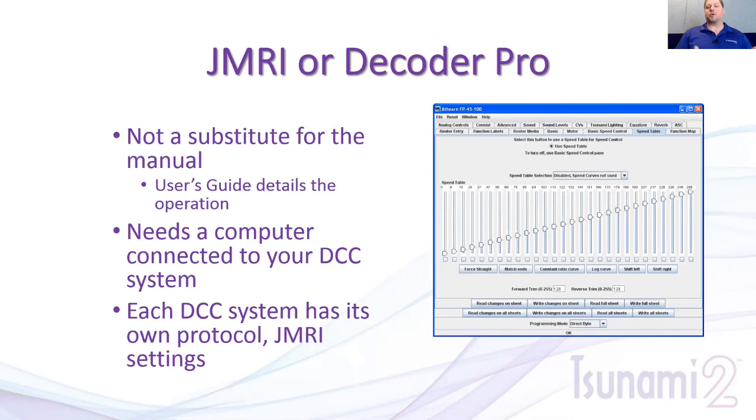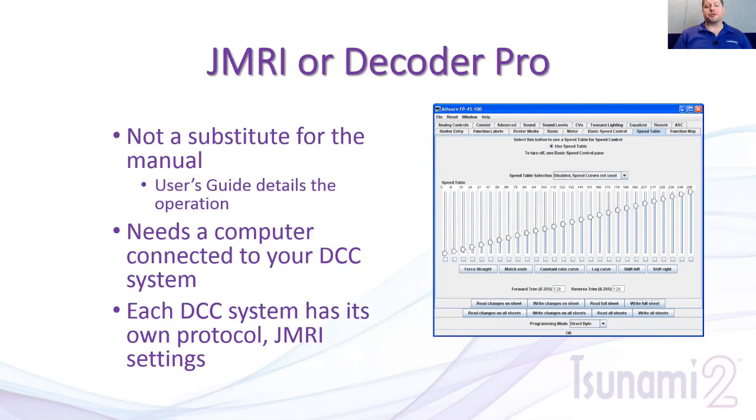We do a lot of work with our own decoders. I can tell you how to set CVs and to make our decoders do all kinds of cool stuff. But if you're limited to saying, I have to use the JMRI or I have to use the Decoder Pro, then there's only so much help I can give you, because I'm going to give you the CV numbers and the values to set so that you can make the decoder do what you want it to do.